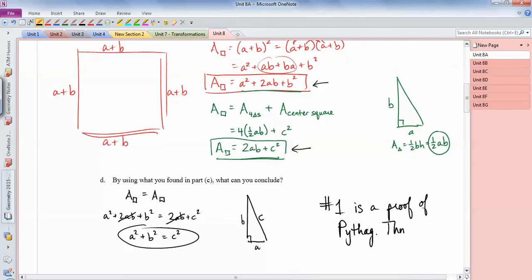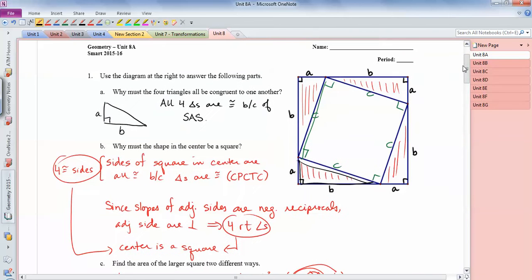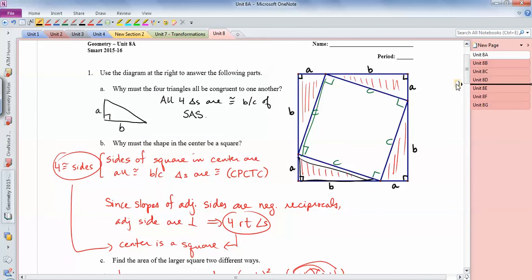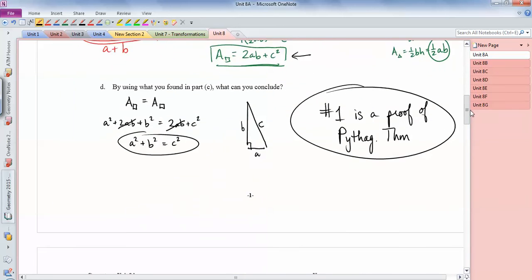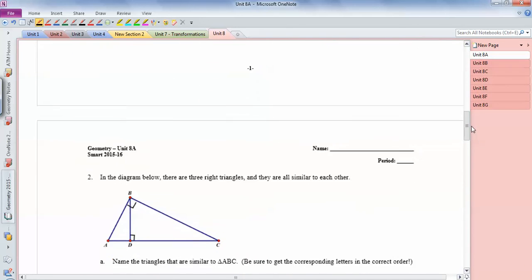We proved it the other day using similar triangles. Now we're proving it using actually congruent triangles and chopping up a square a certain way. Okay. So let's take a look at some problems that come after this.